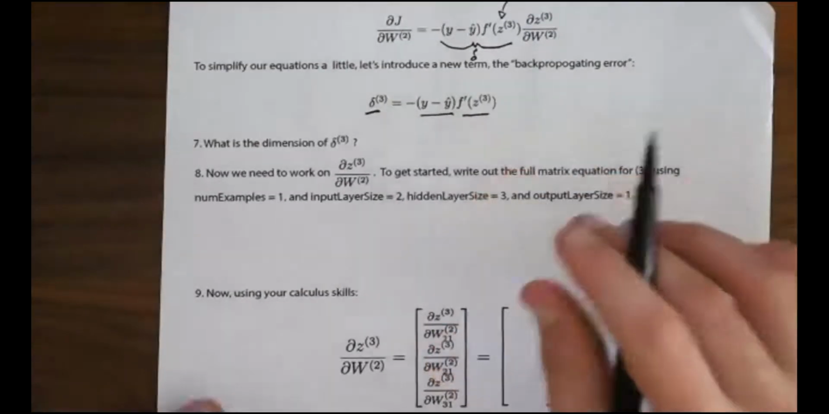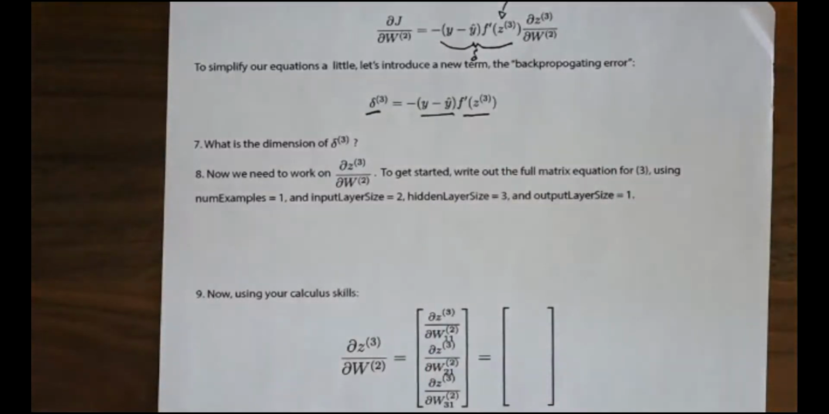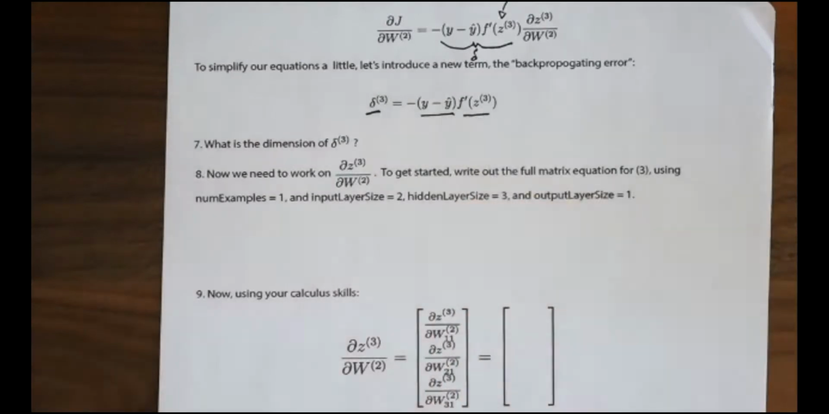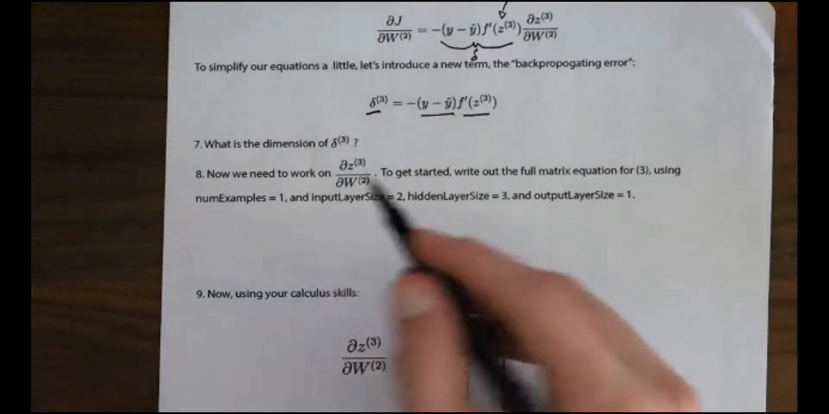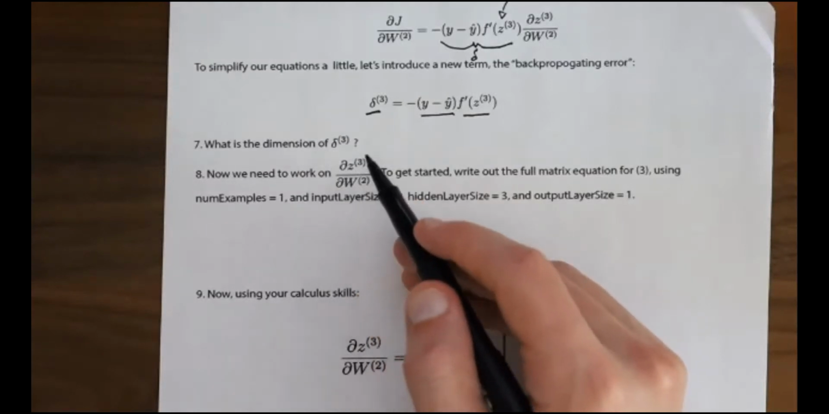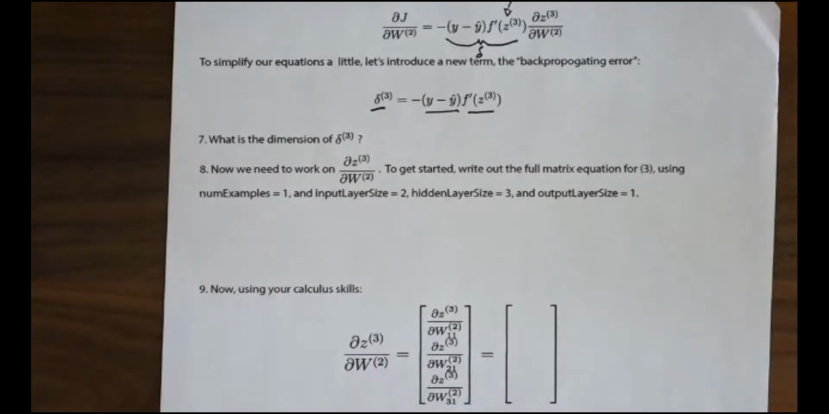So number 7, this is our next big important question. I'm asking you about the dimension of sigma 3, our back-propagating error, which is defined as y minus y hat times f prime of z3. Recall that we've simplified our problem for now and assumed we only have one input, one piece of data we're going to process at a time. Later, we're going to expand it. If you know the answer, throw it in the chat window. If we only have one example, what should the dimension of sigma 3 be? What should the dimension of that matrix be? What do you think?